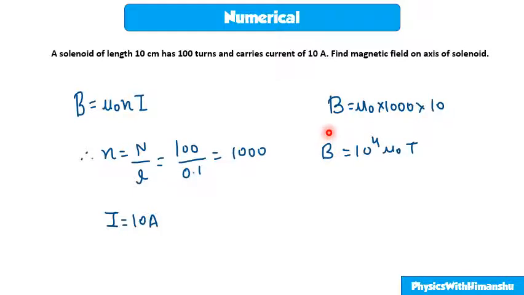So what you have to do is write down this very important derivation in your copy. This derivation is very important. Also write down why we have taken magnetic field on three sides to be equal to 0. These things are important.